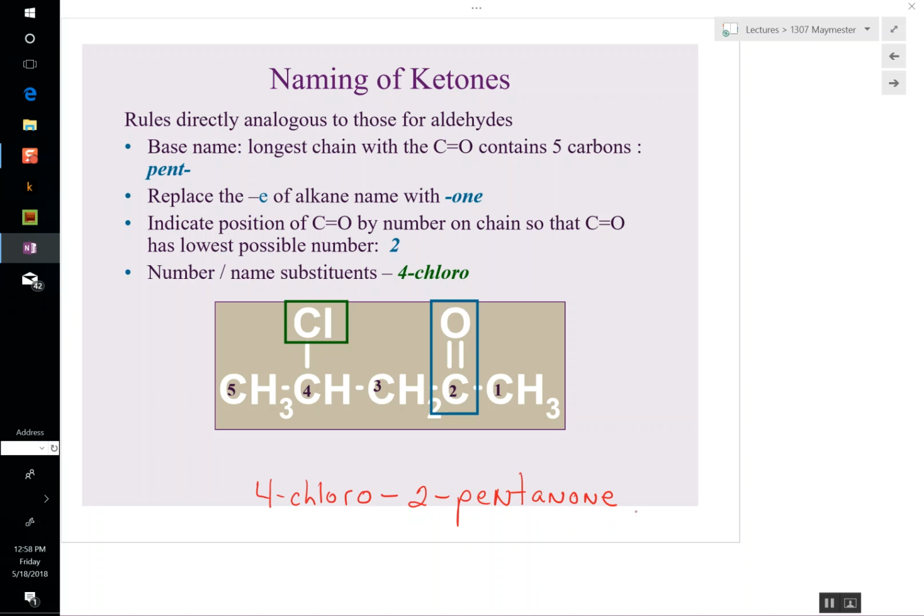Okay, you can see the groundwork we laid in chapter 10. We have to learn a little nuance. What do we call ketones? We call them pentanones. Pentanone.